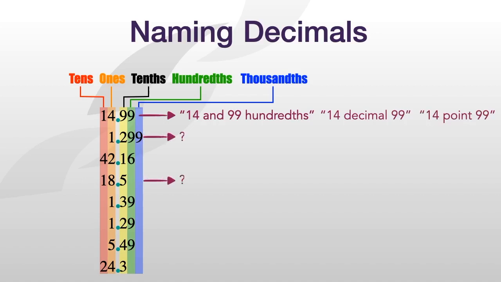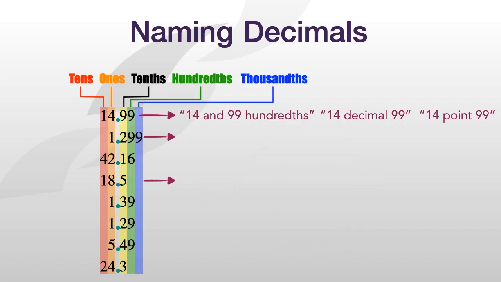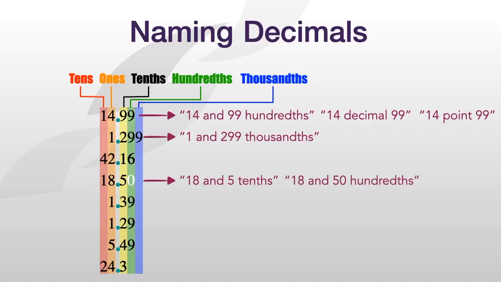Here are two other numbers. How would you name them? Using place value naming, the first number is called 1 and 299 thousandths. The second number is named 18 and 5 tenths. Because we can use zeros to represent smaller decimal places, we could also name this number using 50 hundredths or 500 thousandths.